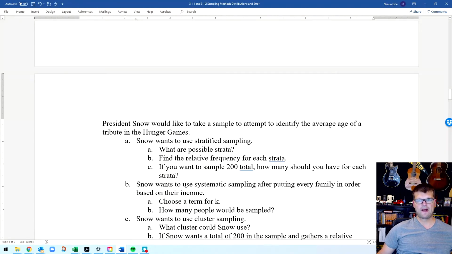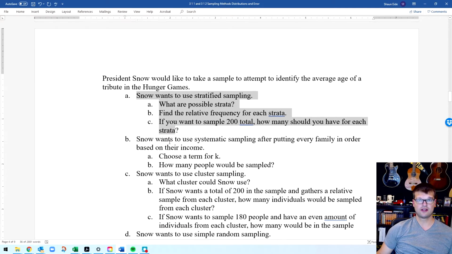And then if you want to sample 200 total, how many should you have for each strata? And I'll give you a hint. Multiply the relative frequency by 200 to give you the appropriate number for each sample. And for a lot of these, for this one right here, there is one clear correct answer for all of this. For this right here, not a clear correct answer, because K is subjective.